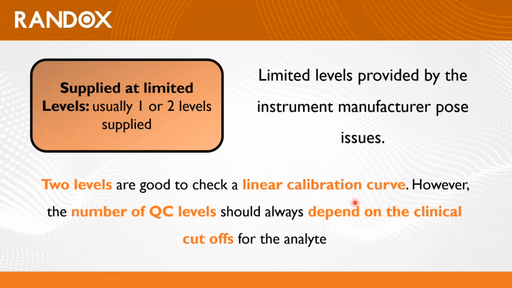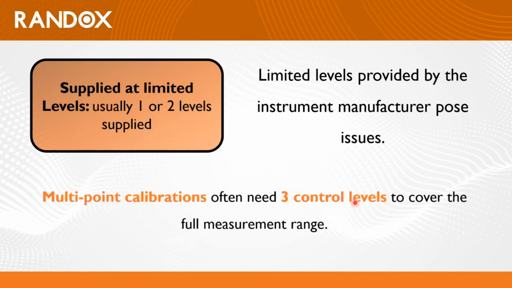However, this is always the point that I'm trying to make with clinically relevant levels, that the number of QC levels should always depend on the clinical cutoffs for that analyte. If your analyte has 4 clinically relevant levels, well, guess what? You should use 4-level QC. If your analyte has 2 clinically relevant levels, you should use a 2-level QC. If your analyte has 3, then you should use a 3-level QC. Most multi-point calibrations often need a 3-level control to cover the full measurement range.